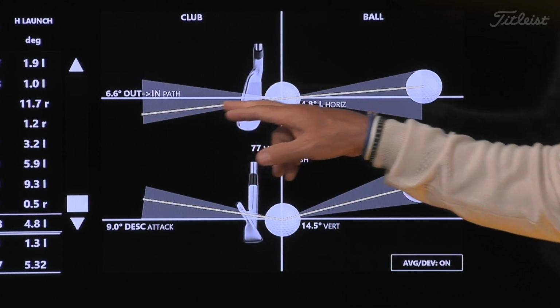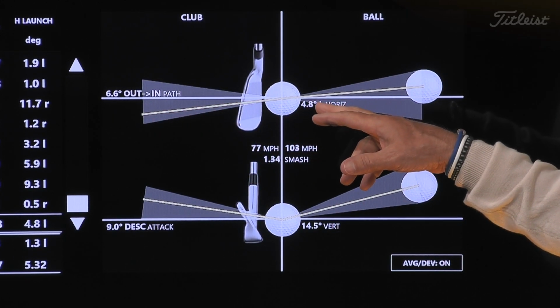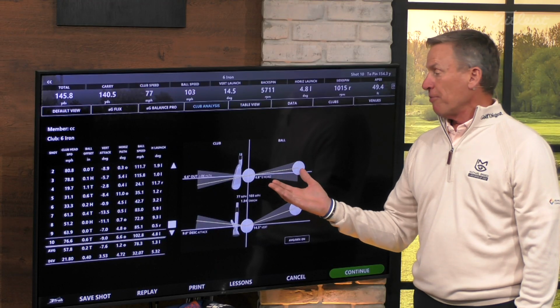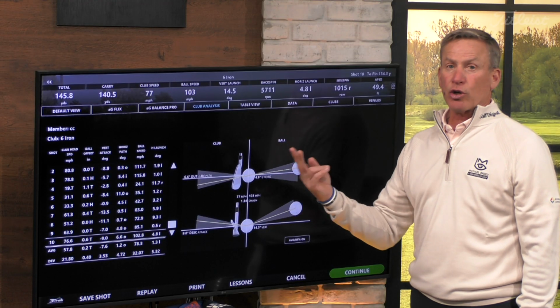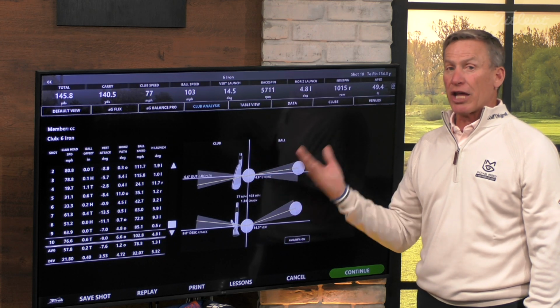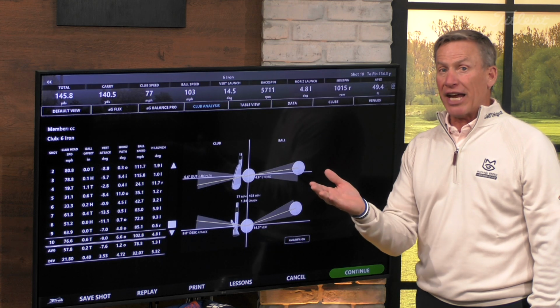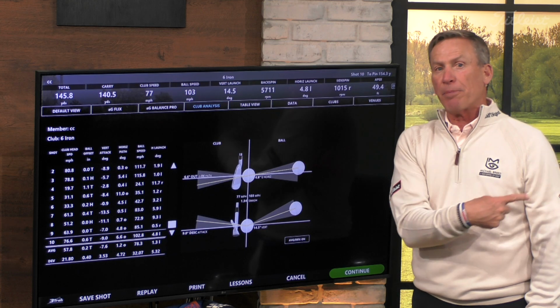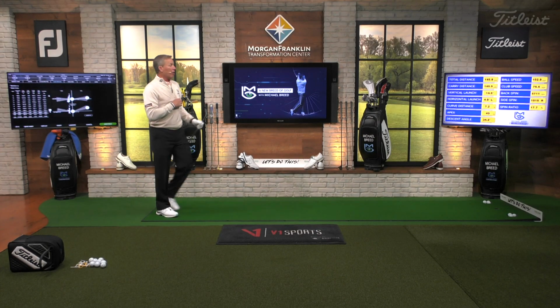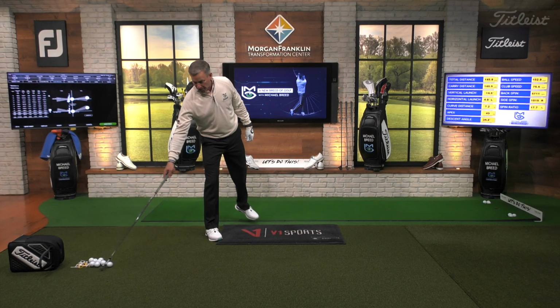That one here is 6.6 degrees out to in. The ball started to the left about 5 degrees. So it's reasonable to assume that my club face is about 2 degrees open. 6.6, 4.8. It's about 2 degrees open to that path. So I took an open face, I kept it open, I just pulled the path over to the left-hand side, and the ball then started to the left 4.8 degrees, and it spun over to the right.